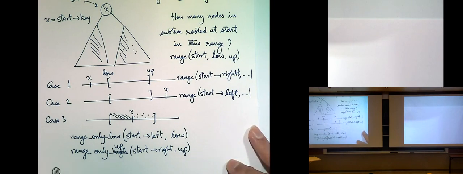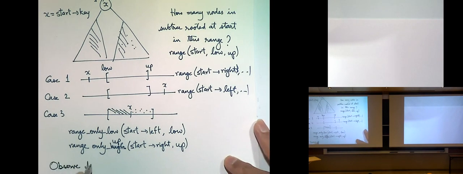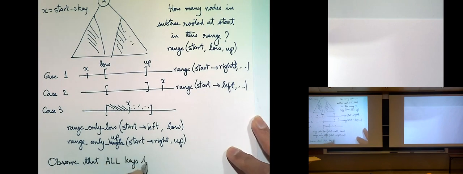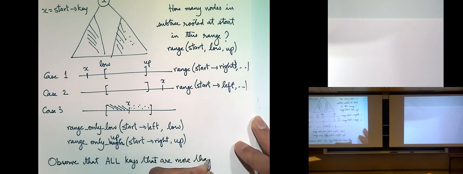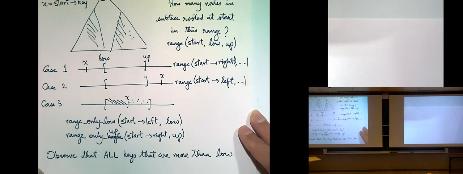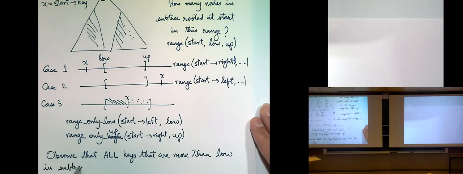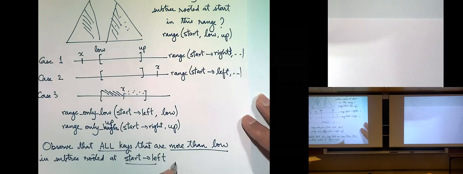Now observe that all keys that are more than low in the subtree rooted at start arrow left. All keys that are more than low in the subtree rooted at start arrow left are in the range.